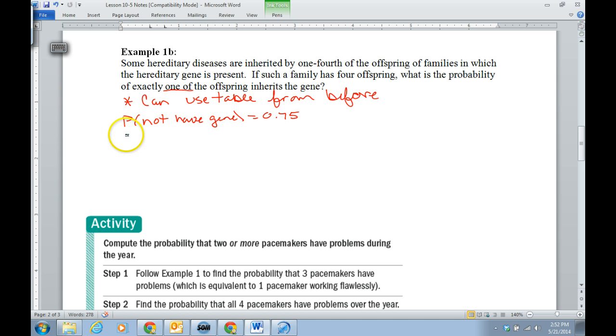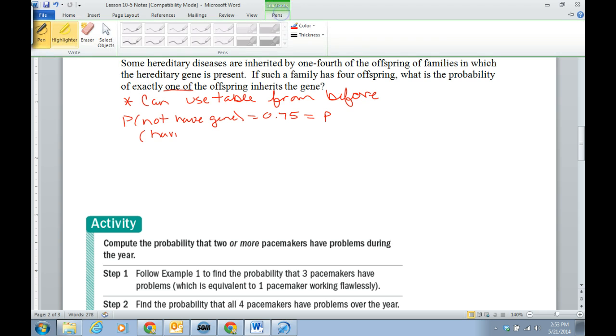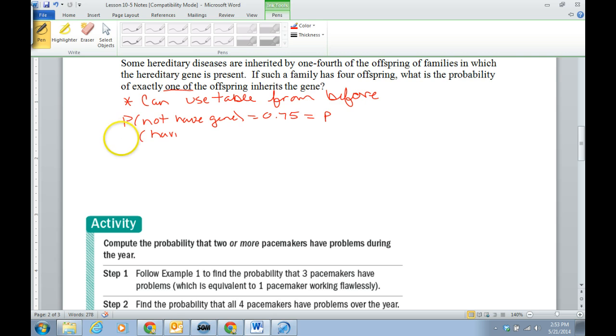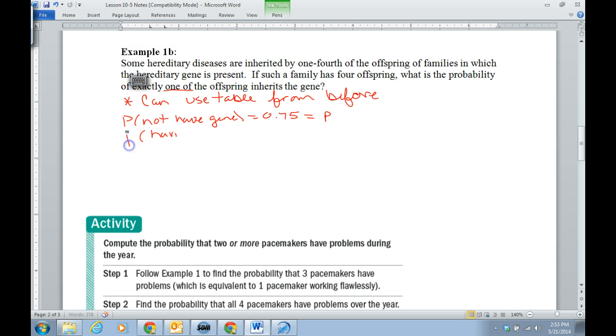And so Q, the probability of having the gene. Wait, do I want to do P? You could say P and then call it Q. So this would be P, right? That's just what they typically use in math. So is P always no and Q says yes? Yeah, typically. So this would be 0.25. So that would be Q.